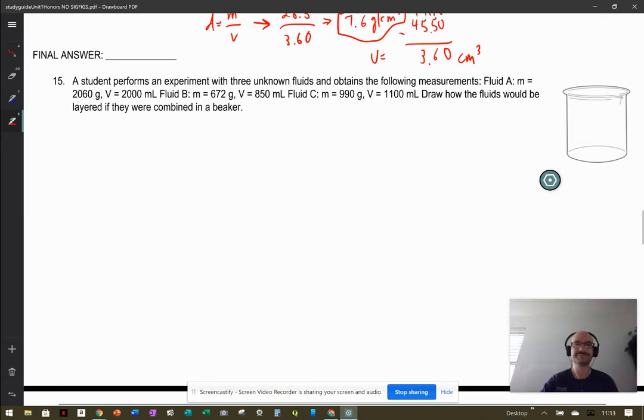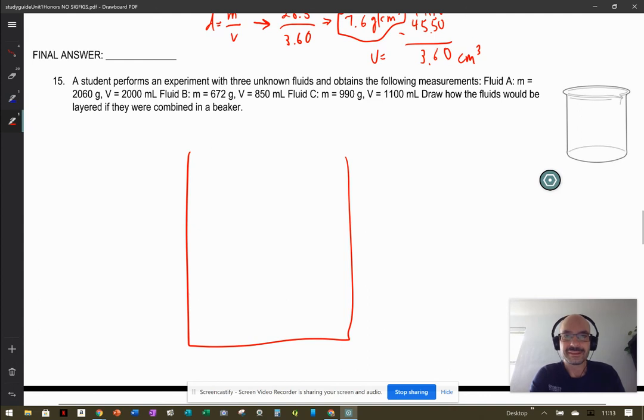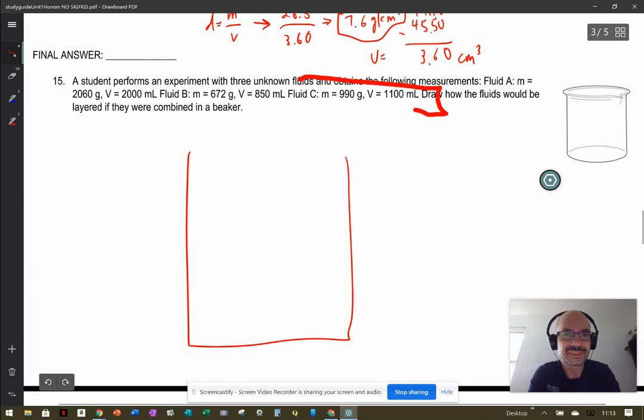All right, so this student has unknown liquids, and we need you guys to draw how they would be layered in it. So we'll put our container here. And let's see, we've got different volumes and different masses given together with these. So let's take a look at how it's laid out, because it can be confusing. So fluid B has a mass and a volume of this. Fluid C has a mass and volume of that.